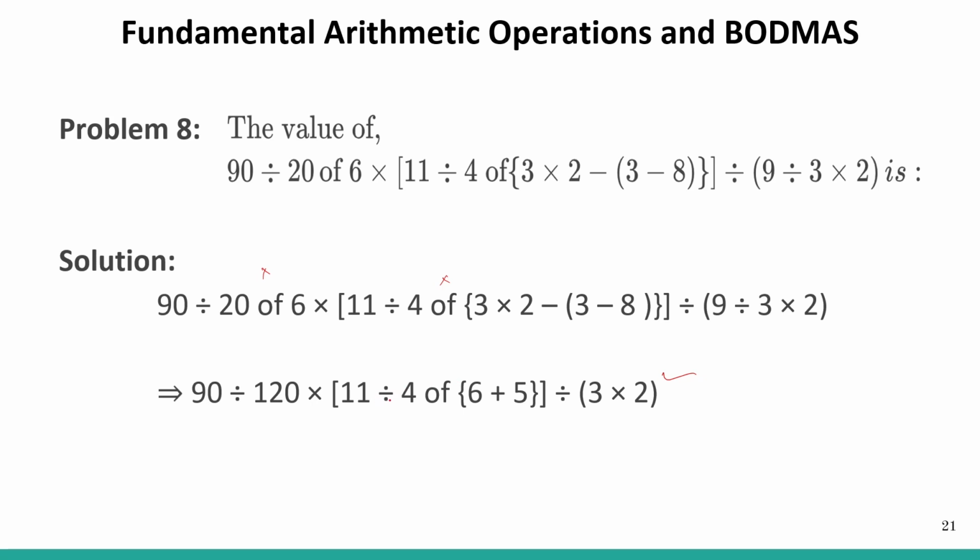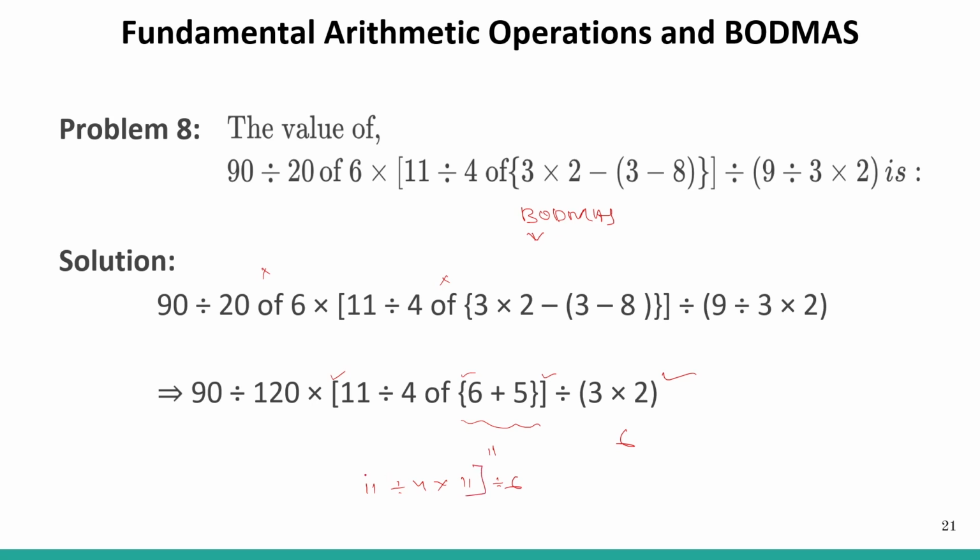Then we apply the BODMAS rule here. First we simplify brackets. Where are brackets? Here, here and here. We try to simplify the innermost brackets first. So this bracket first: 6 plus 5 is equal to 11. We simplify this. And 3 plus 2 is 5, and then the whole one, that is 11 divided by 4 into 11 divided by 6.